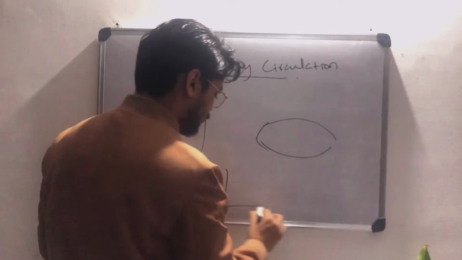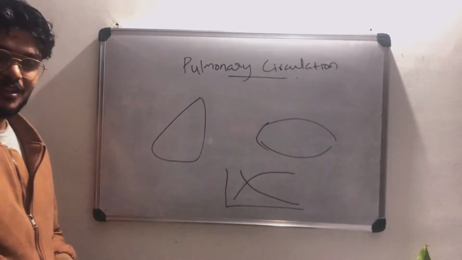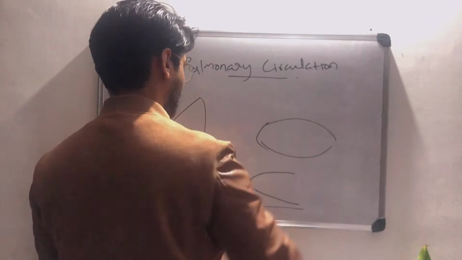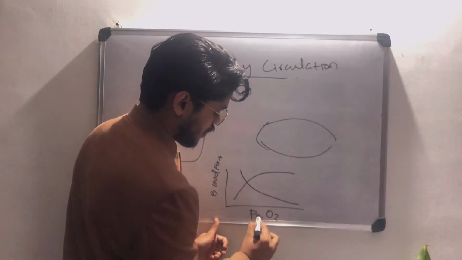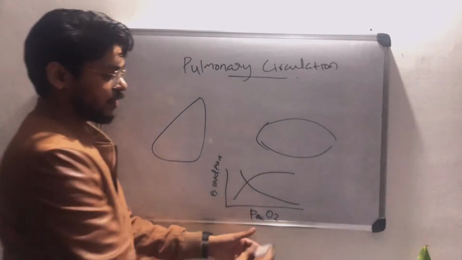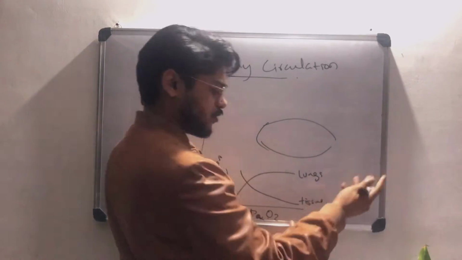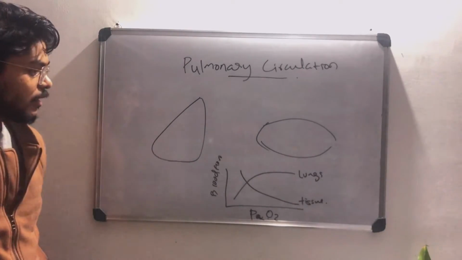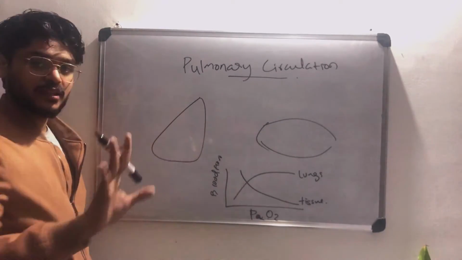Actually, the curve for these two is like this. The lungs curve is like this and the tissues curve is like this. We'll study what this is. Here we denote blood flow and here we denote PaO2, the partial pressure of arterial oxygen. So it's a completely different story. This curve is lungs, this curve is tissues, or let's say systemic tissues. Let's see what the difference between them is, and then you will understand the graph very easily. So it's basically about understanding this graph and the concept behind it.